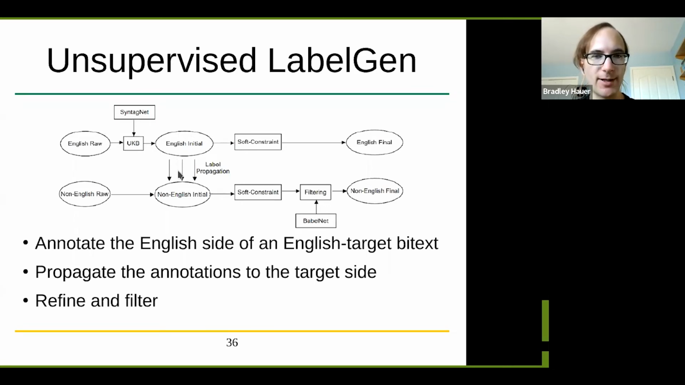So we propagate those sense annotations across the alignment links onto the non-English side. We apply the soft constraint approach to refine those annotations. We apply the same filtering steps as we did for label prop, and that results in a corpus in the non-English language that is sense annotated and that can be used to train a WSD model in that language.